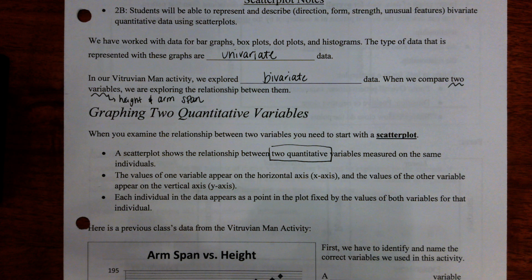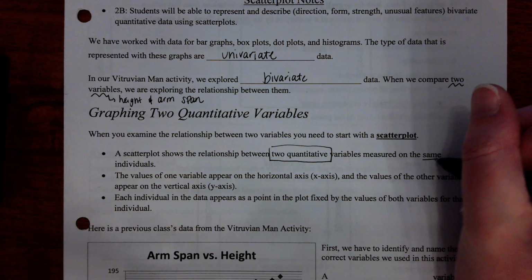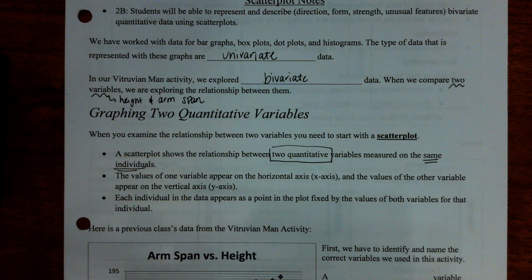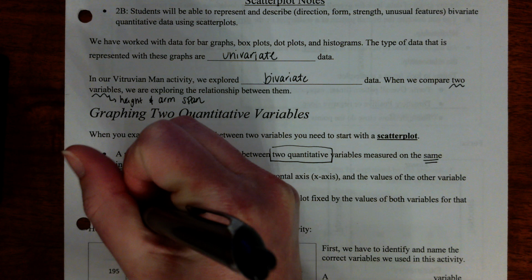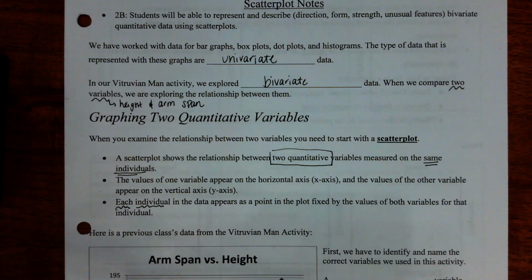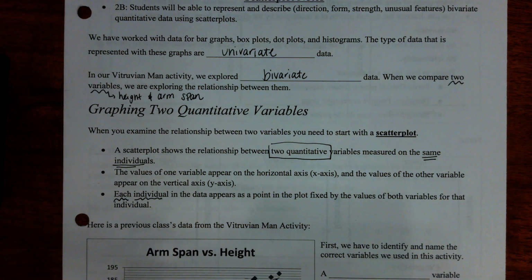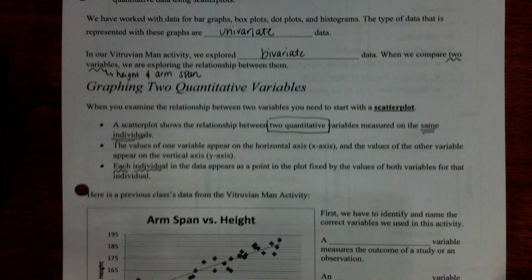Now, one dot represents the same individual. So we plotted one point for someone's height and arm span. The values for one variable appear on the horizontal axis, the x-axis, and the other one goes on the y-axis. So we have two different variables that we're comparing. Each individual in the data set is going to appear as a point. So remember, each individual in the data appears as a point with both values belonging to that individual.